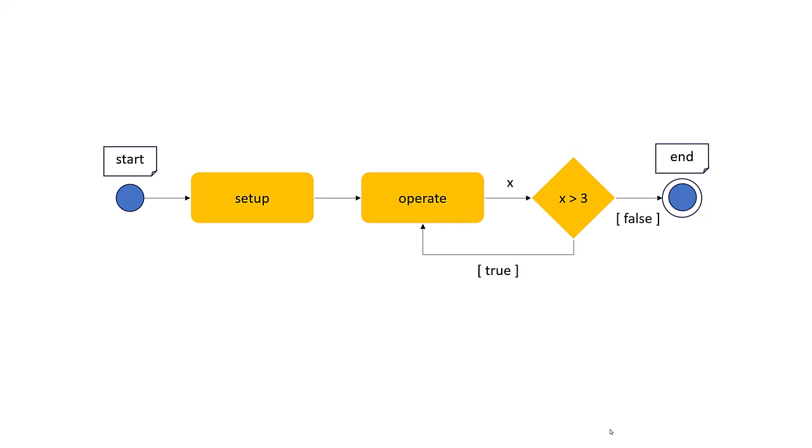We can use UML state diagrams to describe software. So here we have the start of the function. Here we have the end of the function. In between, we perform some setup, and then we loop. After each operation, we test the value of X, and if it's true, we go back to the operate state. If it's false, we go to the end.